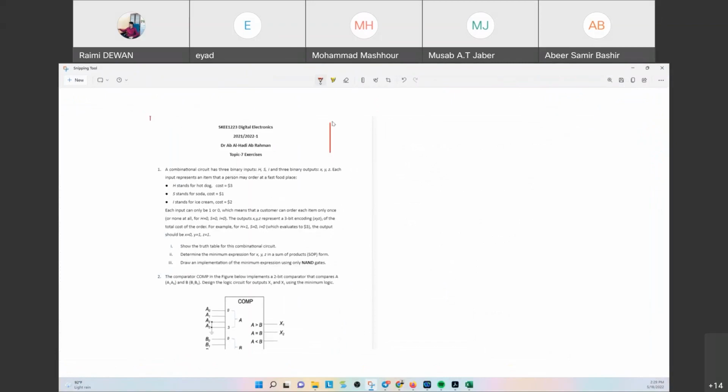So first, imagine a box that we don't know yet, but we know there are 3 binary inputs. Okay, binary means either 0 or 1. So one is H, and then we have S, and then we have I. Okay, and then 3 binary outputs. So we have X, Y, and Z.